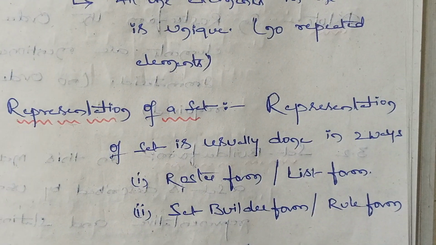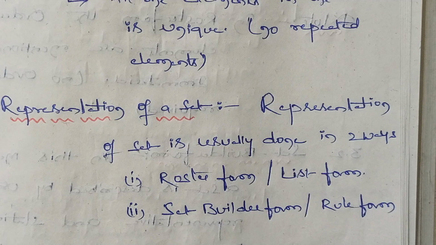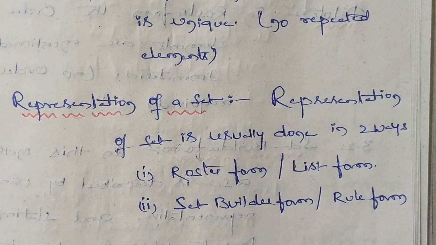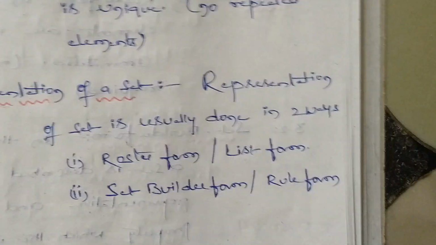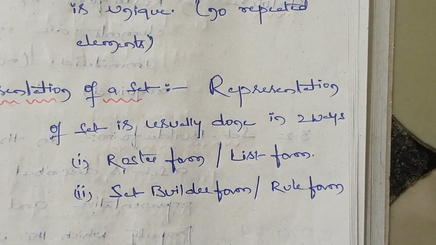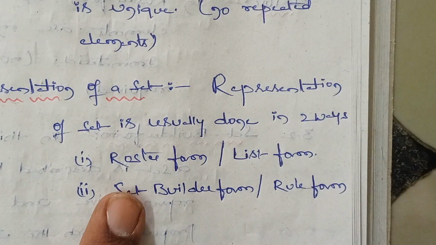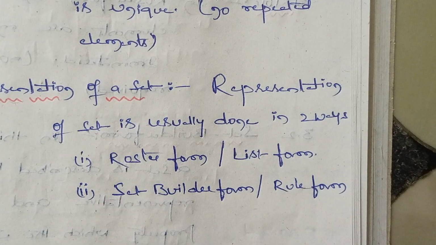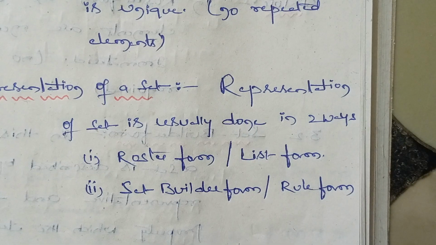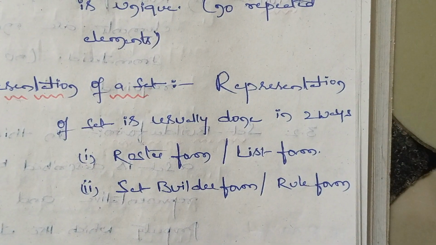The representation of a set is usually denoted in two ways or more than two ways. So in this scenario, I am going to explain two ways. The first one is roster form, and the second one is set builder form. Roster form is also called list form, and set builder form is also called rule form. Let's see.